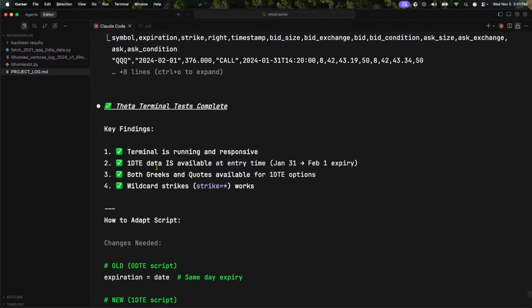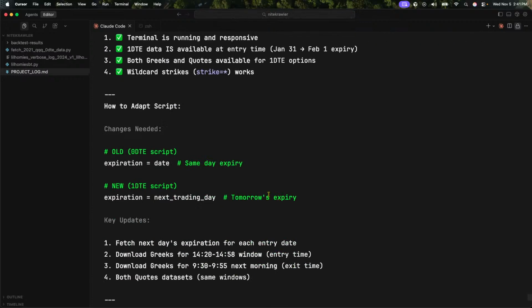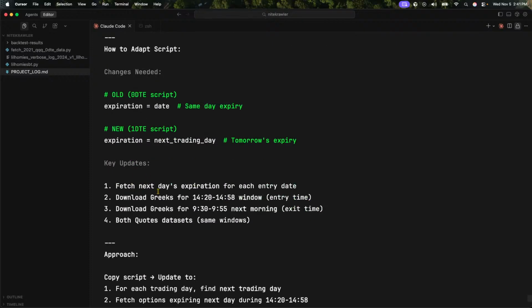Terminal is running and responsive. The 1 DTE is available at the entry and exit, both Greeks and quotes. Wildcard strike works. New tomorrow. Fetch the next day expiration for each available. Download the Greeks. Oh, this is going to be a little shorter.